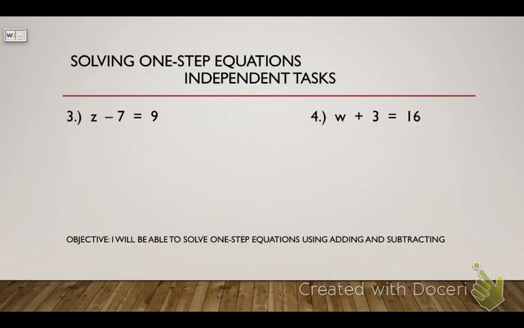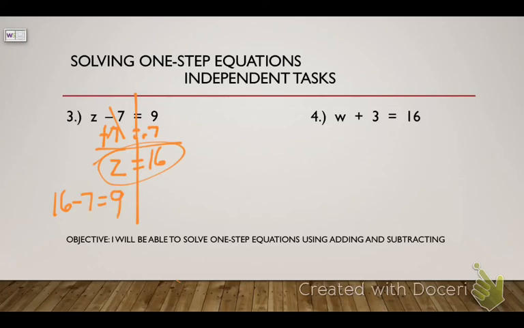Here we go again, ladies and gentlemen. Third one. All right, don't forget your pen. Draw that line down the middle. The inverse of subtracting is adding, so we're going to add 7 to both sides here, kids. That makes 0. Z equals 9 plus 7 is 16. So we got 16, right? Does that make sense? Does 16 minus 7 equal 9? It does. Check.